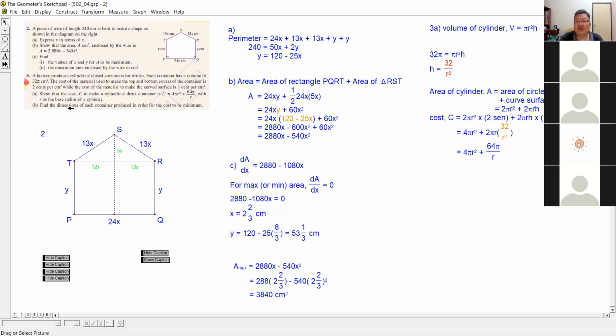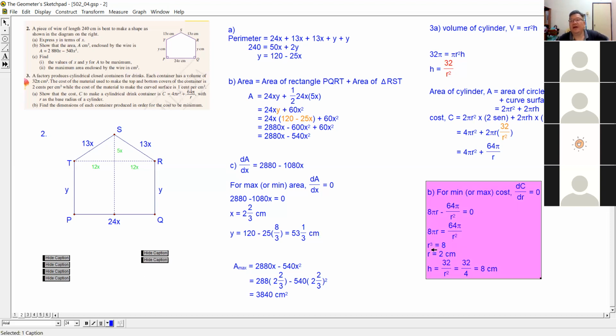What do you mean by dimension? Dimension means they want to know how much is the height, how much is the radius. The height and radius are the dimensions that define the cylinder. So you have to find r and h. Okay, how to find r and h? For maximum or minimum cost, dC over dr equals 0.